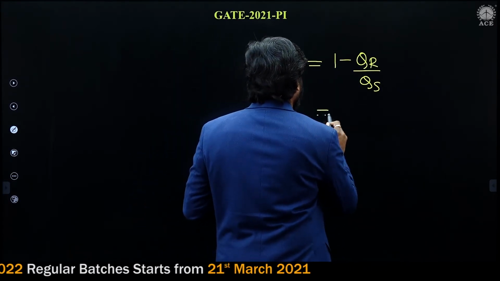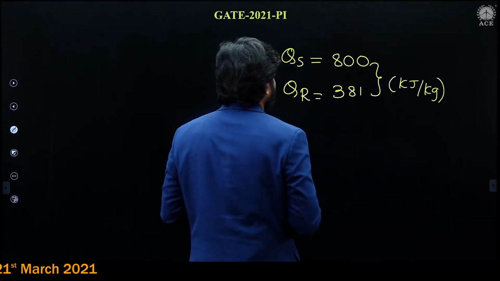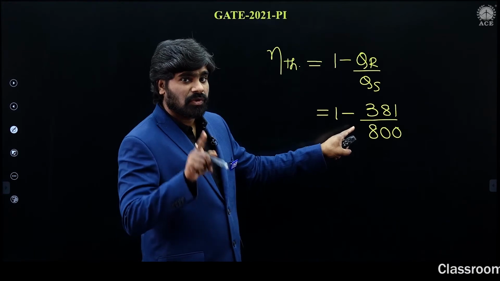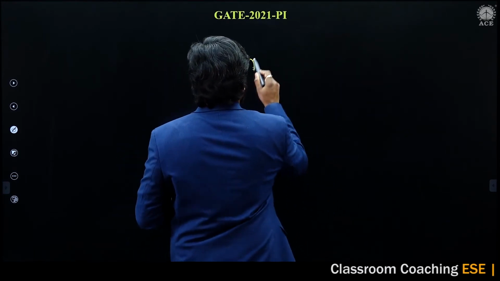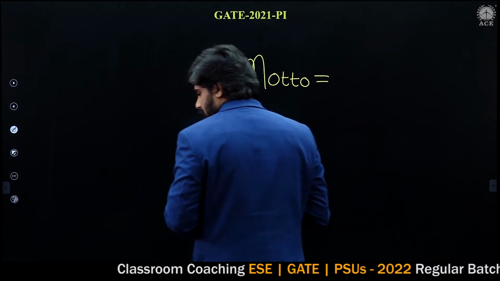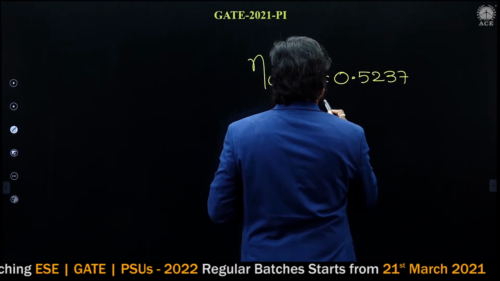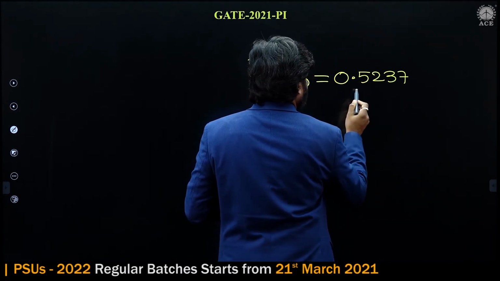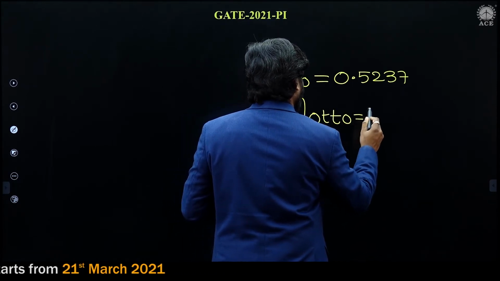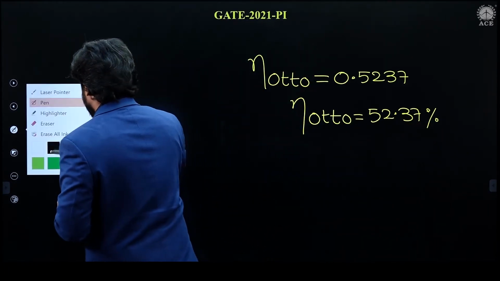Now let us substitute: 1 minus heat rejection 381 by heat supply 800. So heat rejection is given, heat supply is given, and you can calculate the thermal efficiency. Therefore, the thermal efficiency of the Otto cycle, if you calculate, is 0.5237, that is equal to 52.37%. This is the answer for this problem.